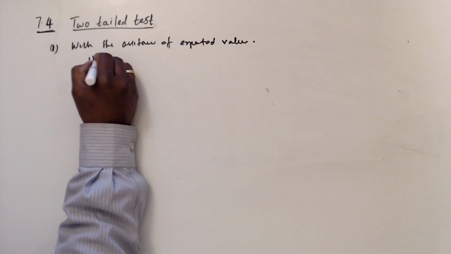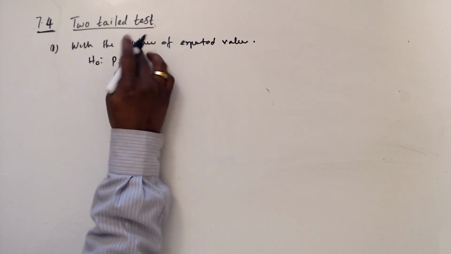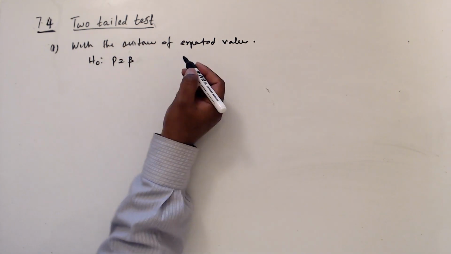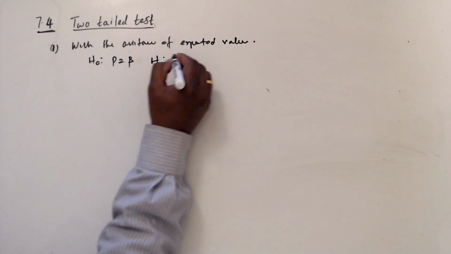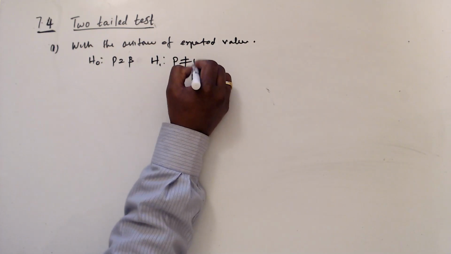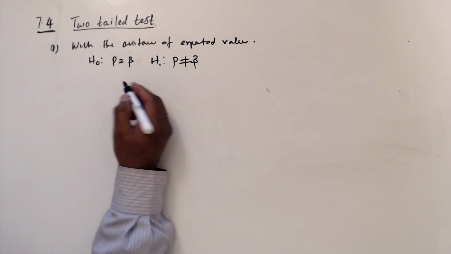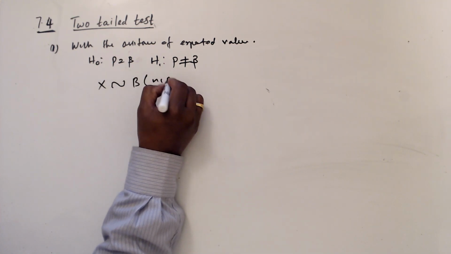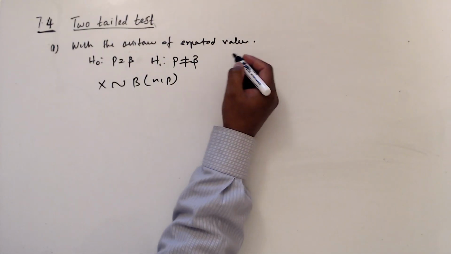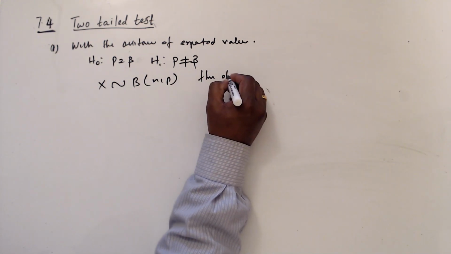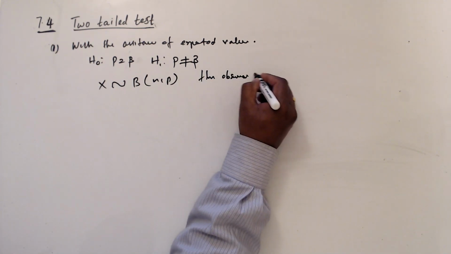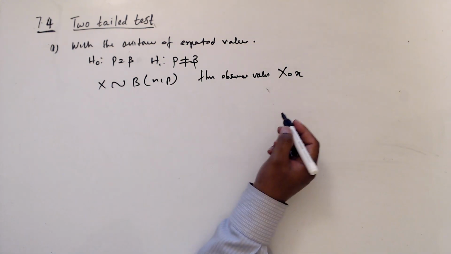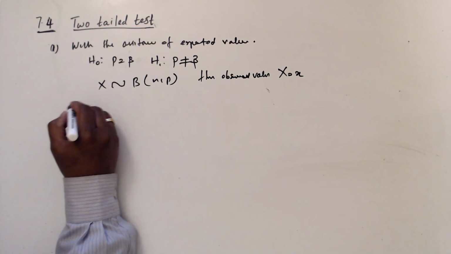So now H0: p equals, let's say, beta, a particular probability, and then the alternative hypothesis is p not equal to beta. Now it is going to be two-tail. Then X follows binomial(n, p). The observed value is given. The observed value is x equal to some x. So this is a small test we have to do.